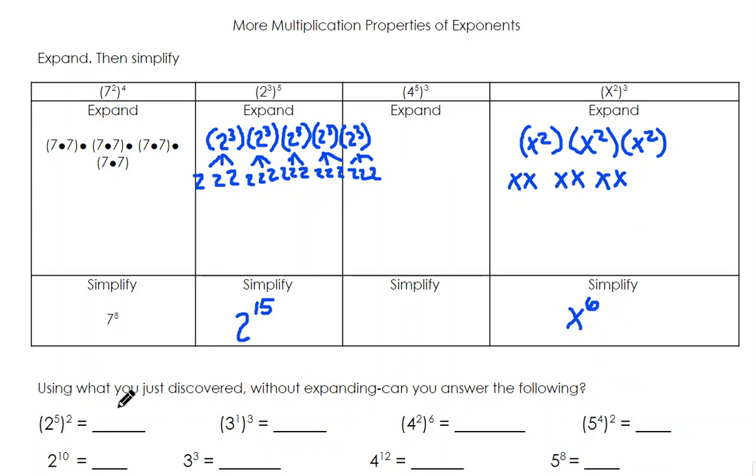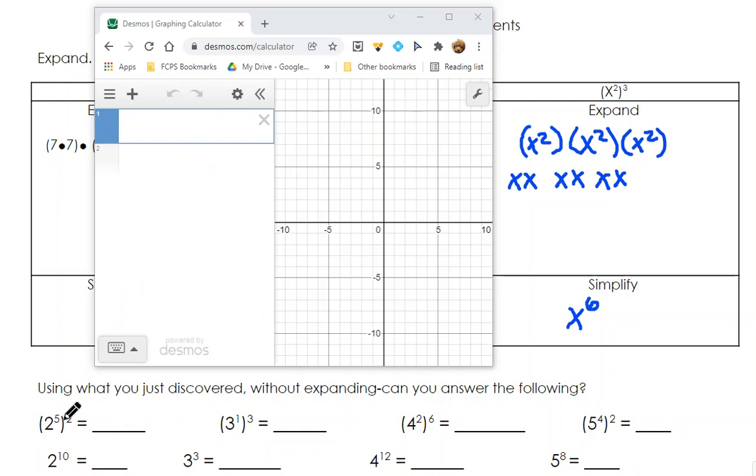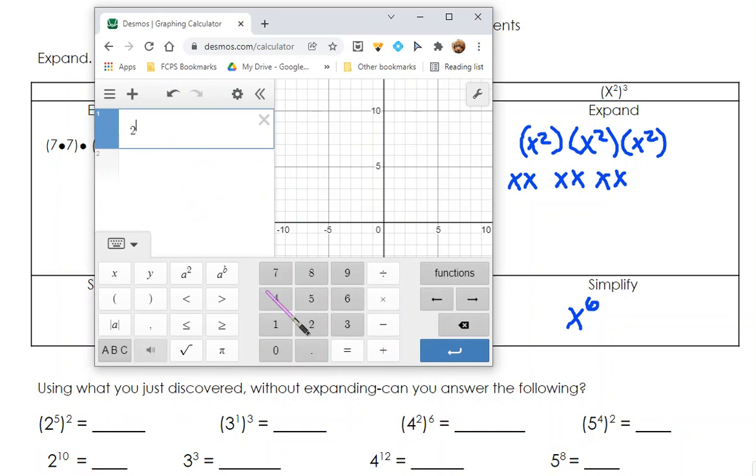Okay? All right, using what you just discovered, without expanding, can you answer the following? All right, well, let's see here. It says 2 to the 5th raised to the 2nd power. Let's type it in the Desmos here. Let's do 2 to the 5th power. What is that? 32. All right, so 2 to the 5th power is 32.